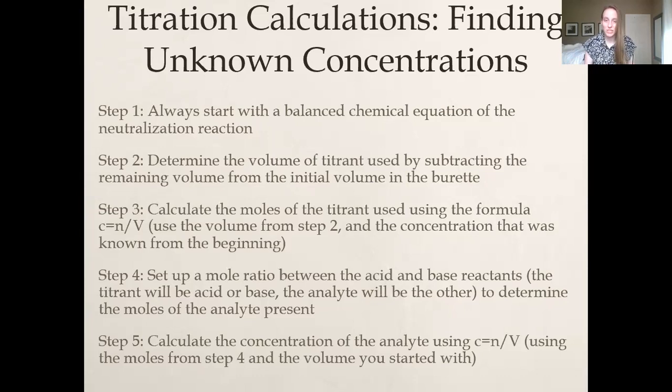Then if it's not given to you, you figure out what the volume of titrant used was. Sometimes instead of just saying like 12 milliliters of titrant was used, it might say you started off with 40 milliliters and you ended up with 28, which obviously means that you've used 12. Then you're going to use C equals n over V to calculate the moles of your titrant, mole ratio to figure out the moles of your analyte. You already know the volume of your analyte, so back to C equals n over V for the concentration of your analyte. So again, it is just a simple solution stoichiometry problem.